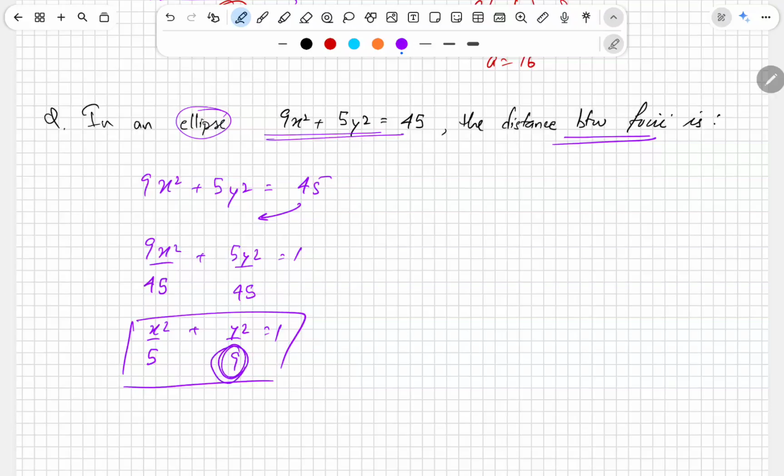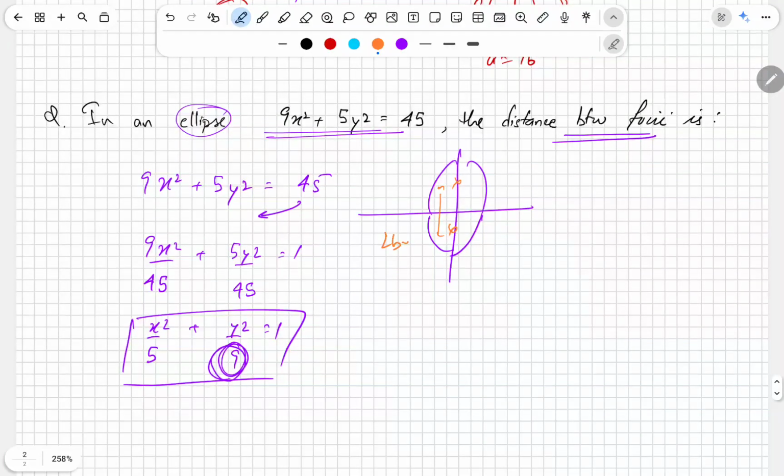So as we can see, y coordinate is bigger. So it is going to be a vertical ellipse. In case of a vertical ellipse, the distance between foci is written as twice of BE. I have B, I require E. So I have to calculate eccentricity.